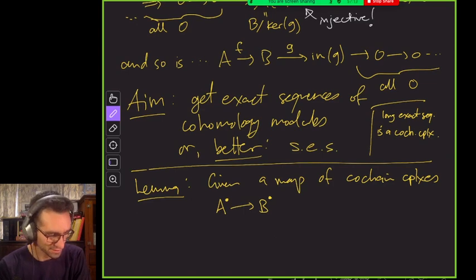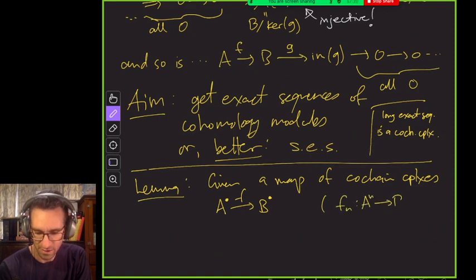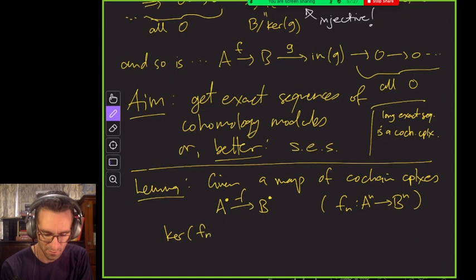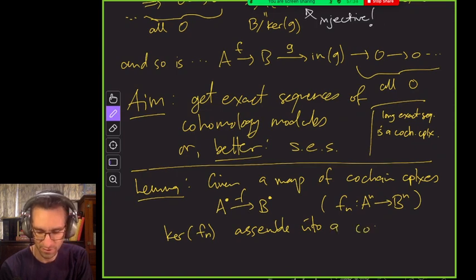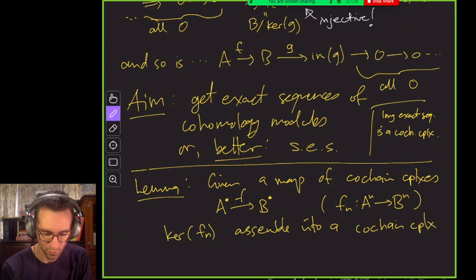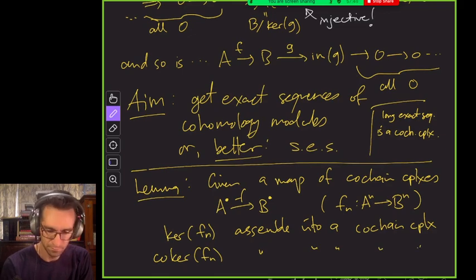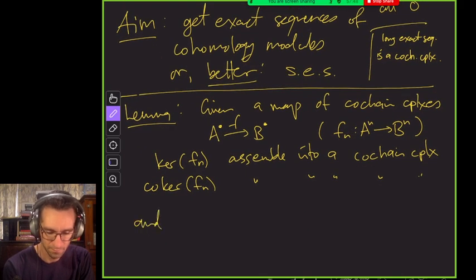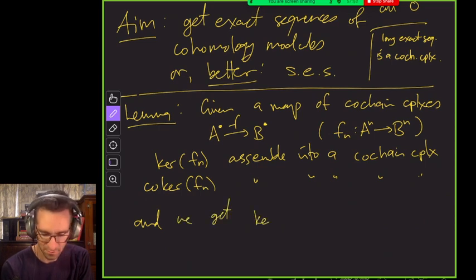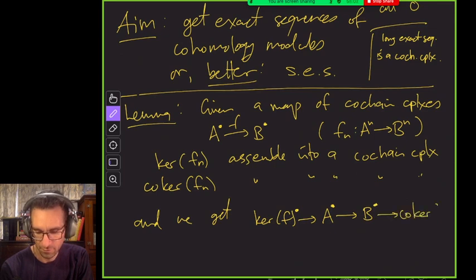So given a map of co-chain complexes, let's call it F. Recall this is a collection of maps from A_n to B_n. Then all the kernels assemble into a co-chain complex, and all the co-kernels too, and we get ker f to A to B to co-ker of f.